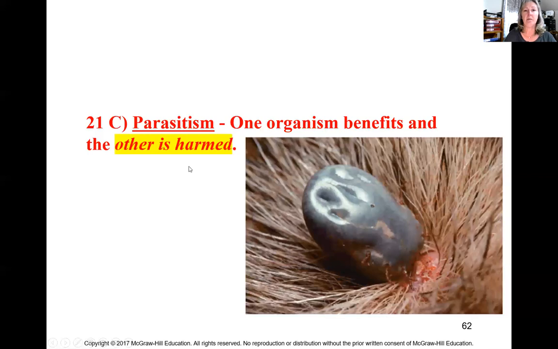So parasitism is when one benefits, like the tick, and the other is harmed. So parasites, you have worm parasites that will transmit disease to their host. A lot of times these parasites, they don't want to kill the host real quickly because, like with the tick, they want to drink a lot of blood. And so the disease or even infection may be slow, but it does cause harm to the host.